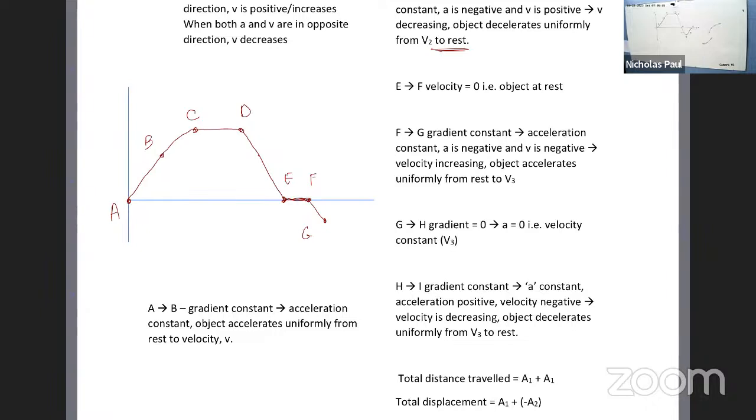Right, let's see, G to H gradient 0, so that you see. And H to I gradient constant. That's your thing. Yeah, uniform.